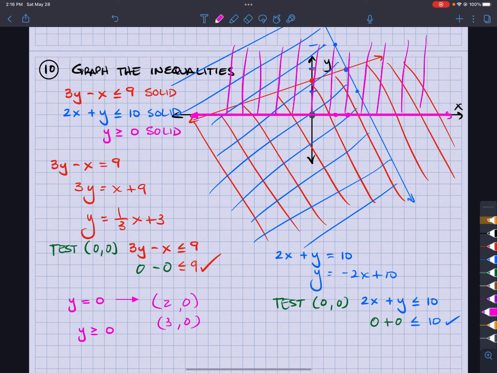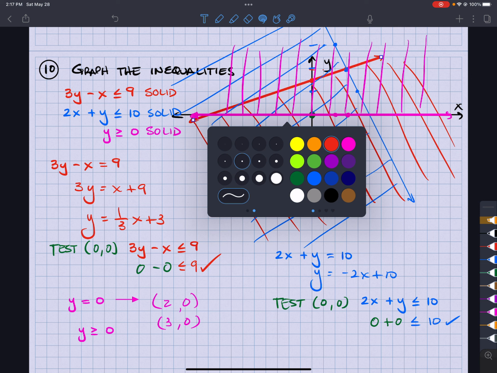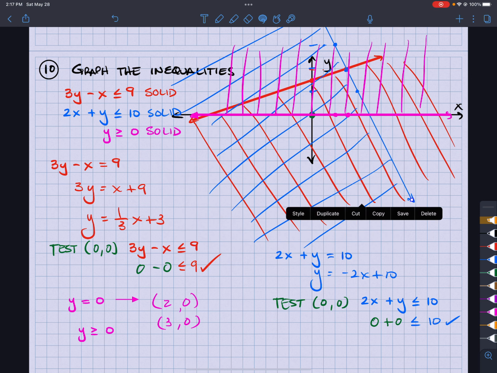So if you look at this, what you're going to see is that there are three equations or inequalities here, and there's only one area that's going to be shaded three times, which is this triangle right here. In fact, let's do this. Let's make this a little bit thicker as well. And let's make this one thicker as well, so that we can see all three of those lines.